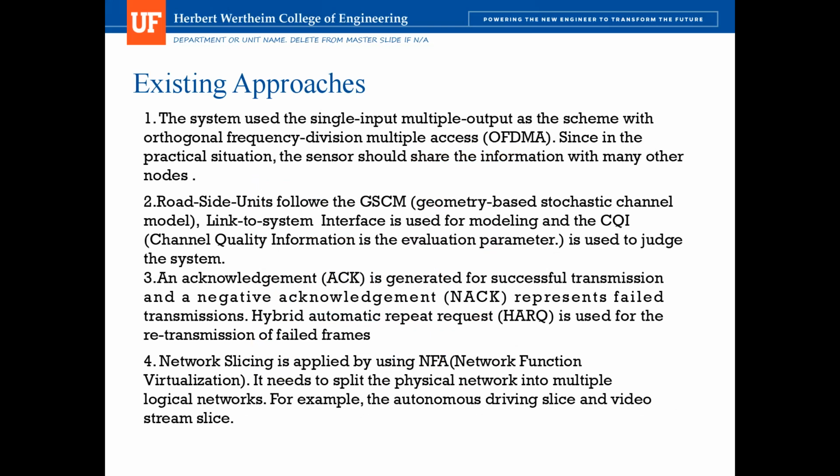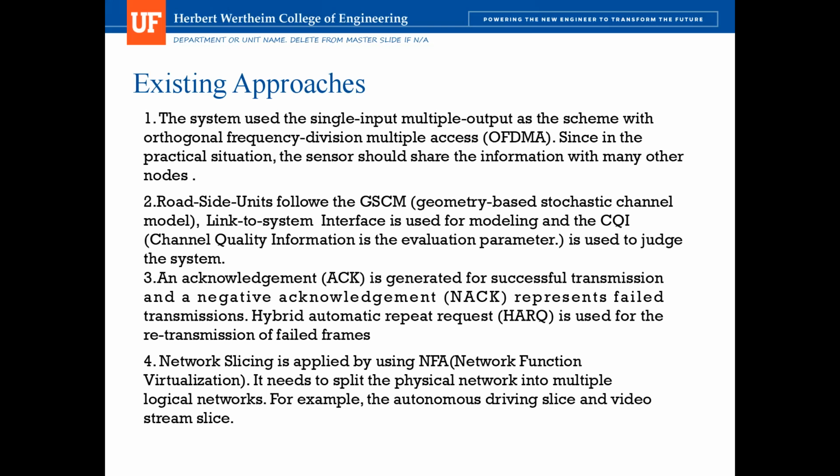For the existing approaches in this article, we could know that the system used single input, multiple output as a scheme with orthogonal frequency division multiple access, which means OFDM. And in the practical situation, the sensor should share information with many other nodes. For the roadside units, we use the GSCM model. In this model, we could put the roadside units as best as practical. We also use the link to system interface for modeling and use the channel quality information as the evaluation parameter. These things could be used to improve the system and also judge the system.